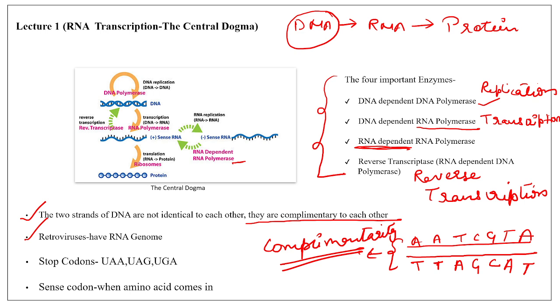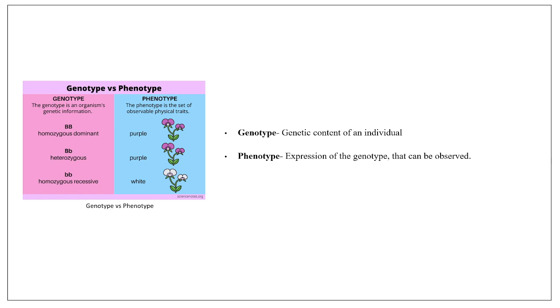the translation process. Fine. Now we should know the difference between genotype and phenotype. Before we proceed further, there are two different terms and we should know the difference between them. The first term is genotype and the second one is phenotype. So what is genotype? Genotype is the genetic content of an individual. The complete genetic information of an individual is known as genotype. And what is a phenotype? Phenotype is the expression of the genotype that we can observe through our eyes. So genotype is the genetic content and phenotype is the expression of the genotype.